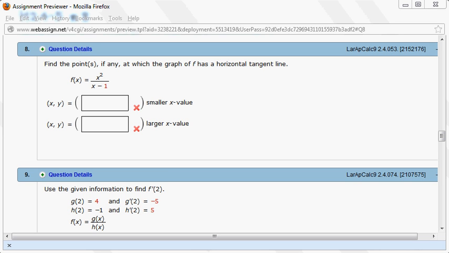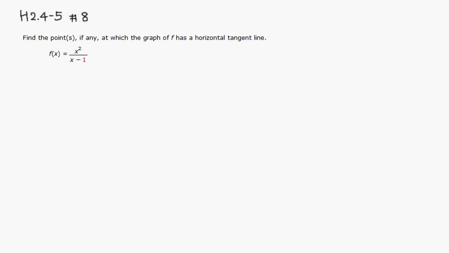Okay, let's look at homework 2.4, 2.5, number 8. So here we want to find the points at which the graph of f, this guy, has a horizontal tangent line. All right, so let's do that. Since it says horizontal, this indicates that the slope is going to be 0.